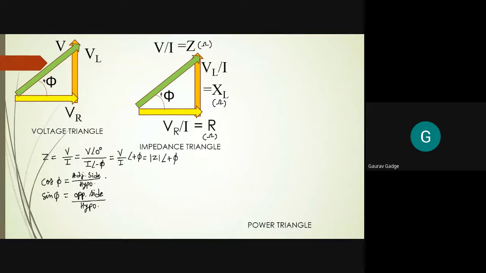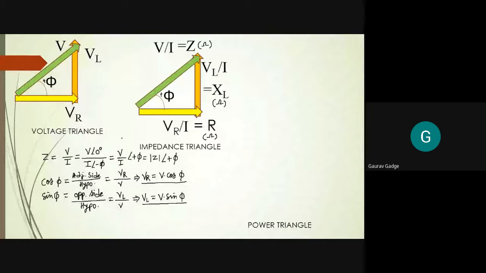Now the adjacent side here is VR, the hypotenuse is V, and the opposite side is VL. So if I want to write the expression for VR, VR is equal to V cos phi. For VL, V sin phi. V cos phi and V sin phi. From here the equations are formed. What you have to remember is this triangle. If you remember this triangle, you can write anything. You can make whatever equations you want.